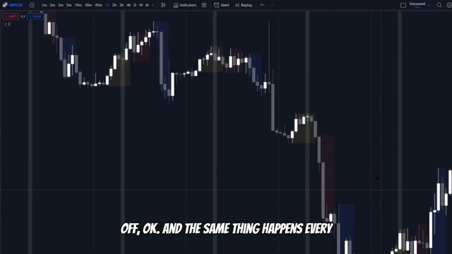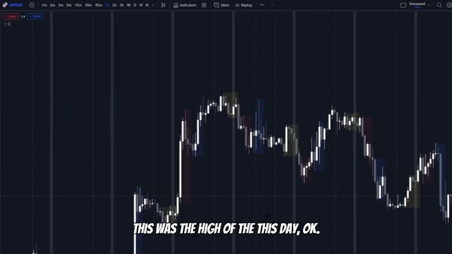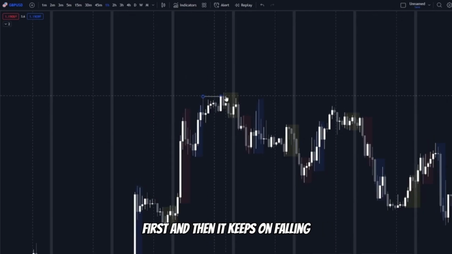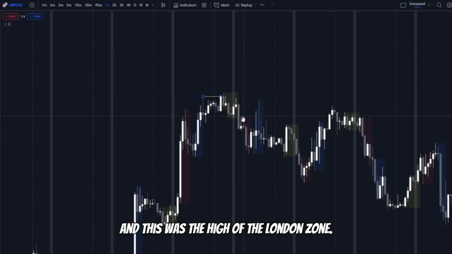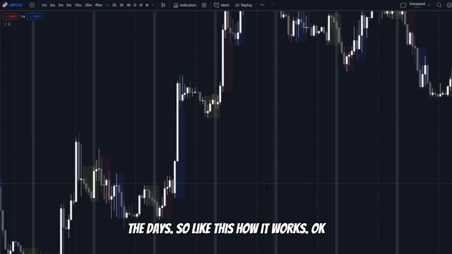And the same thing happens every time. Like if you guys see, it takes the liquidity of the day before, like this was the high of this day, okay? What's the day? 26 October. Takes the high first, and then it keeps on falling. And this was the high of the London zone. It went up, okay? It filled this fair value gap, and then it kept on falling the rest of the days. So this is how it works, okay?